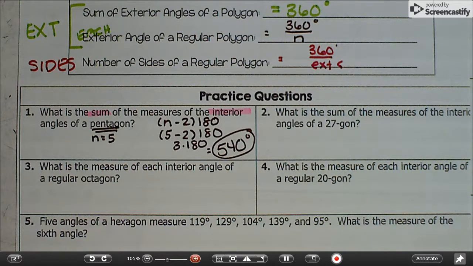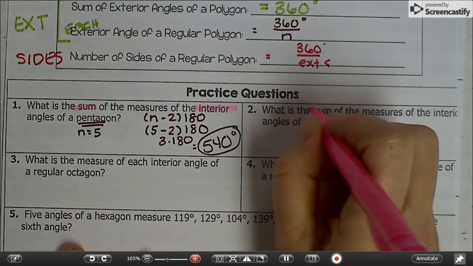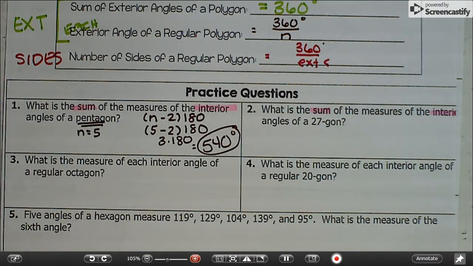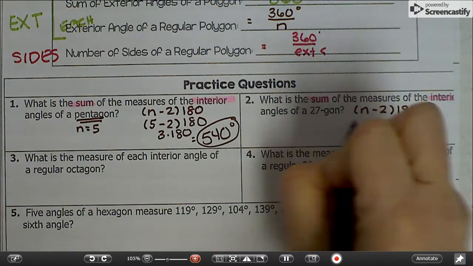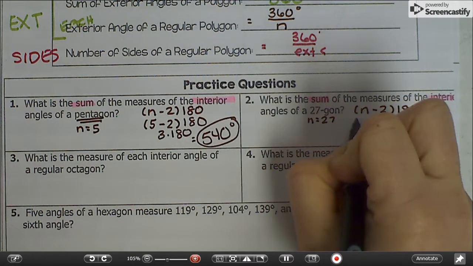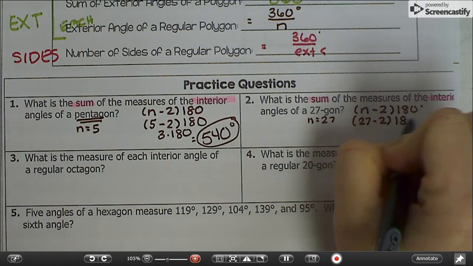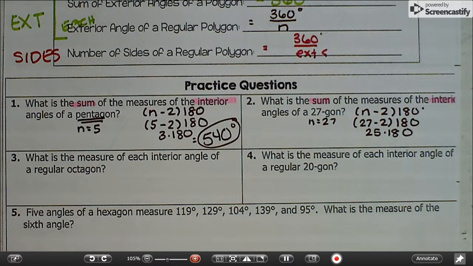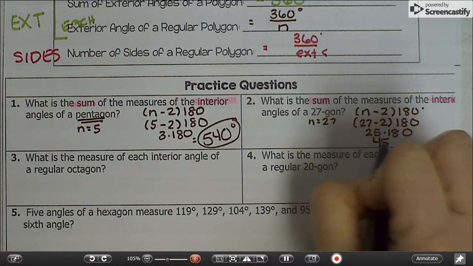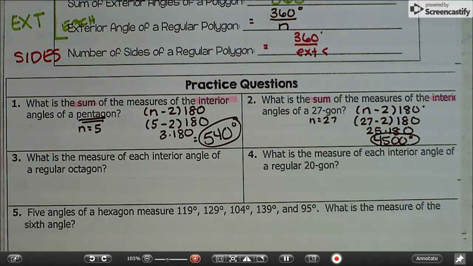All right, you go ahead and do number 2. So same idea, read it carefully, pause the video, and then check your answer. All right, hopefully you got 4,500 degrees for a 27-gon.